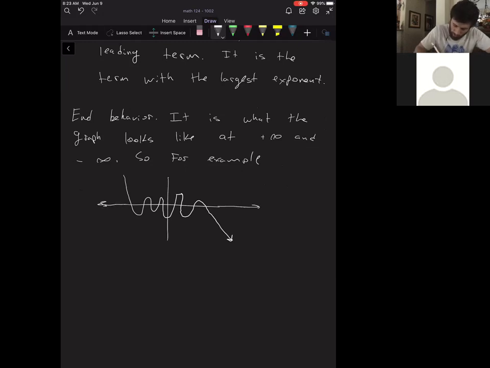So for the end behavior of this graph, here's plus infinity over here, minus infinity over here. The end behavior is just going to be what happens at the very end. At the very end, we see the graph just moves up forever on the left-hand side, and on the right-hand side, it just moves down forever. So this green section that we just drew is the end behavior.